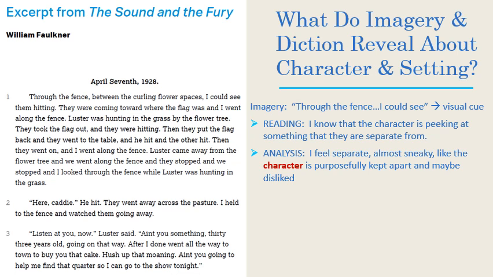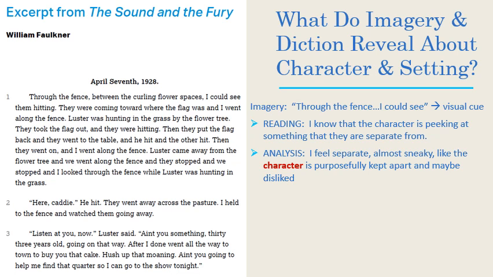Now, as far as analysis goes, we can start to explore that a little bit more. It makes me feel separate. It almost feels like sneaking, right? Like when you're peeking through a fence, you're watching through a fence, like you're not supposed to be there. Like the character is purposefully kept apart from the other characters or from the action, and maybe the character is disliked or looked down upon, you know.